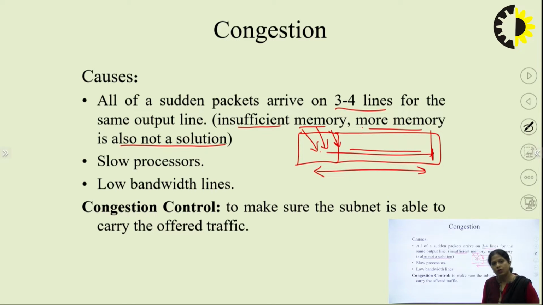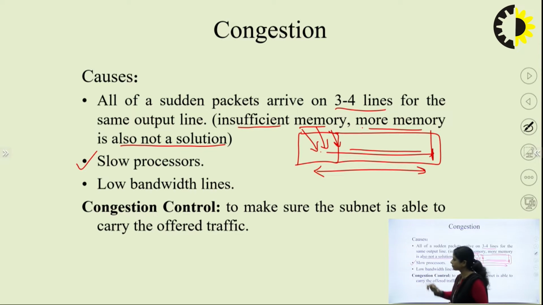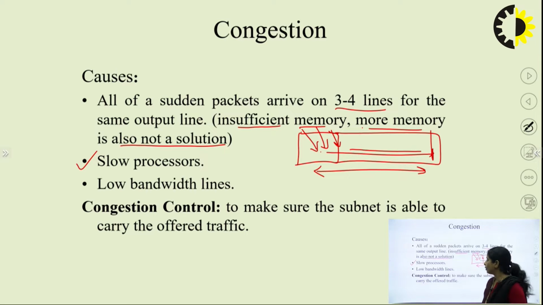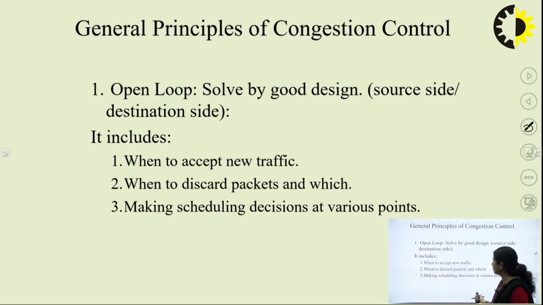Okay, then what are the other causes? Fine, we may have slow processors. The sender is a very fast sender, but the receivers are slow receivers, or there are low bandwidth lines. It also causes congestion on the network, right? So we require some techniques to control that congestion. Congestion control, why do we use it? To make sure that the subnet is able to carry the offered traffic. So that's why congestion control techniques are required.